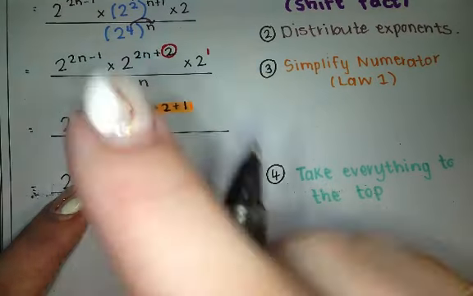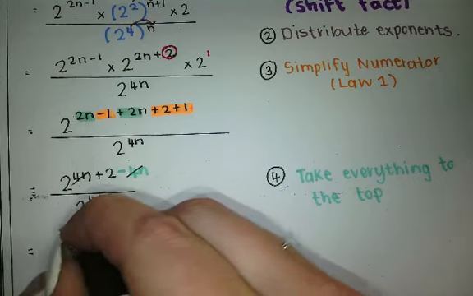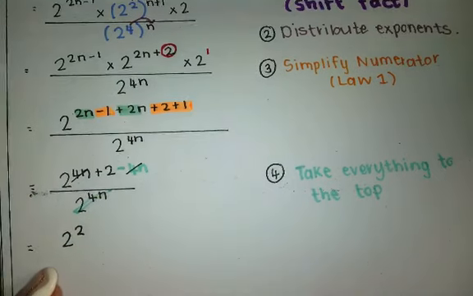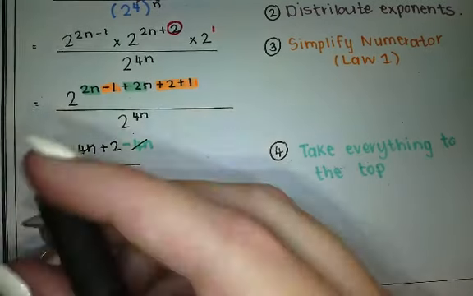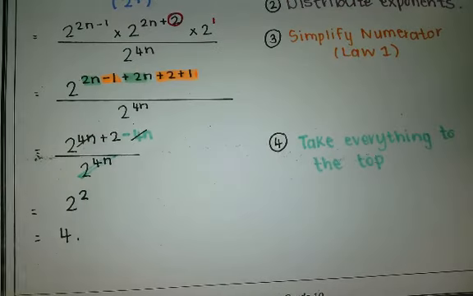Okay, in my numerator, 4n minus 4n cancel each other out. I'm left with 2 to the power of 2. Are you with me? Your answer is 4.